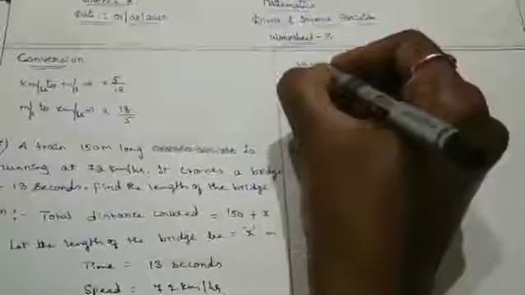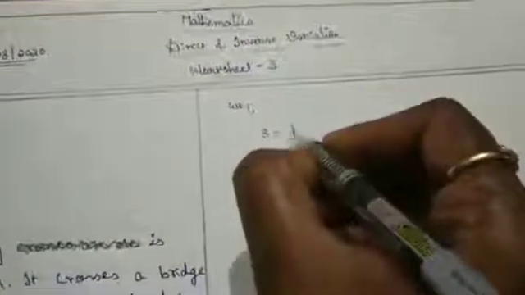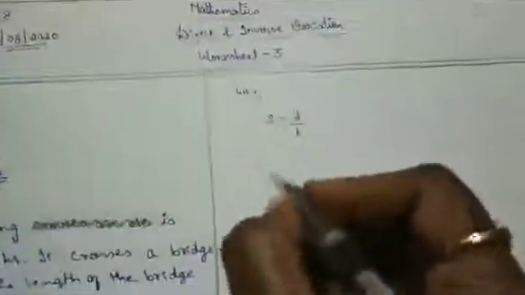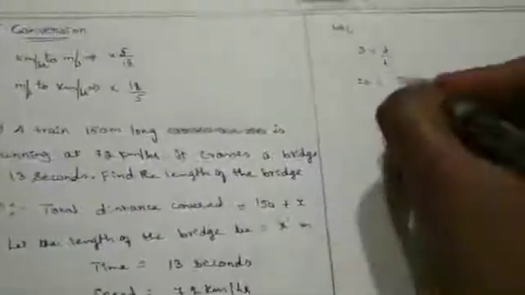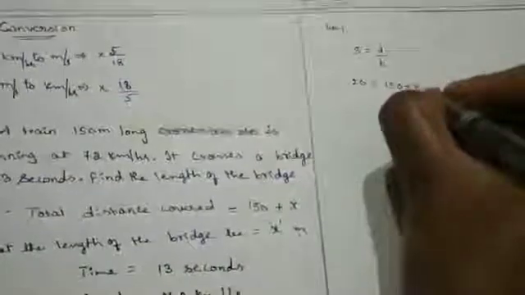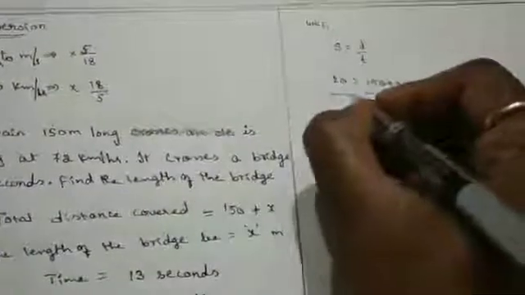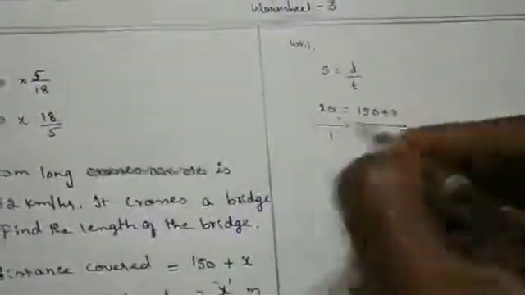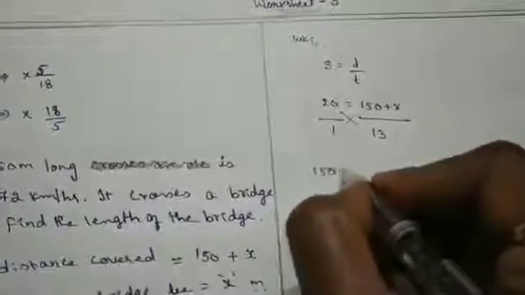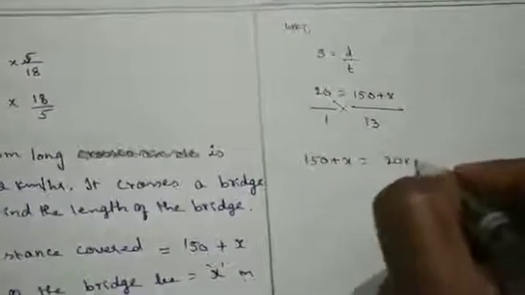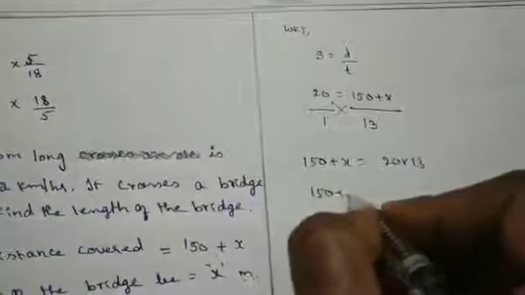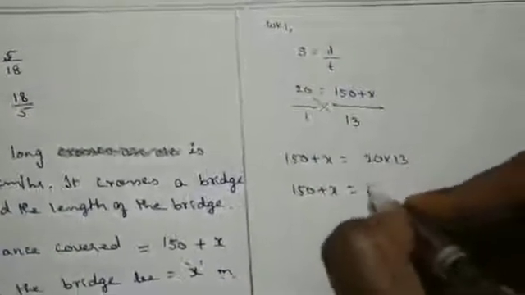We know that speed is equal to distance by time. What is the speed? Speed is 20 meter per second. So 20 equal to, what is the distance? You have to take the total distance, children. 150 plus x divided by time taken, which is 13 seconds. So 20 can be written as 20 by 1. Apply the cross multiplication rule. 150 plus x equal to 20 into 13. Then 150 plus x equal to 260.